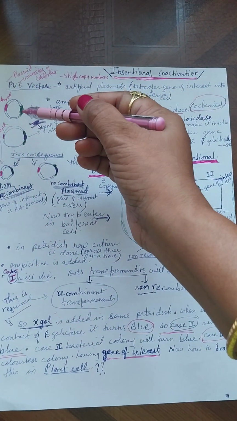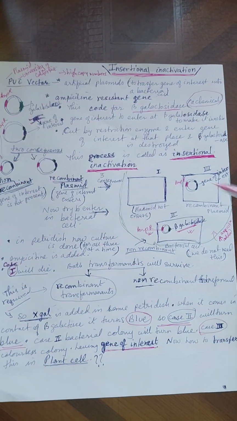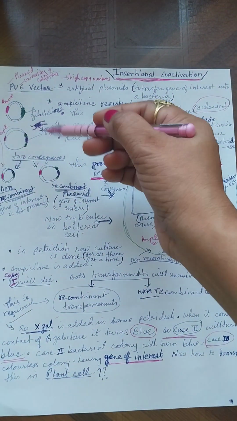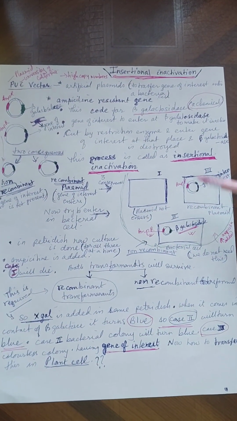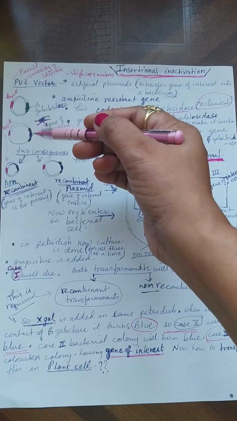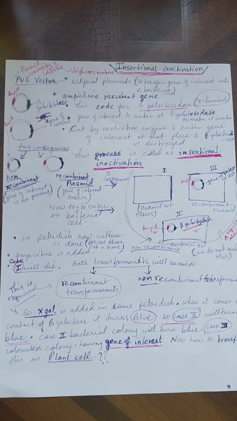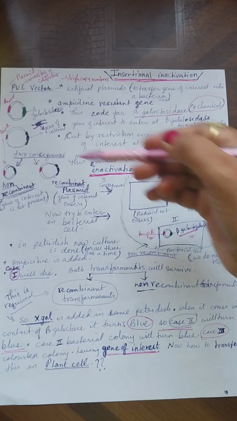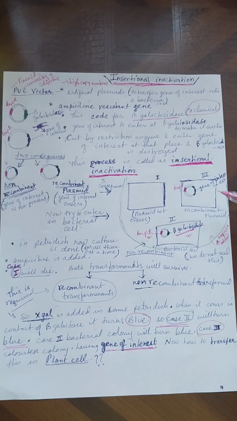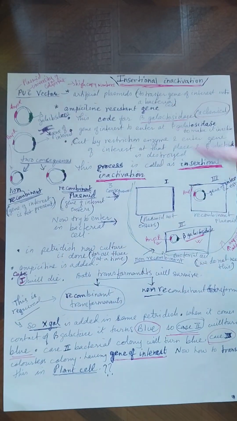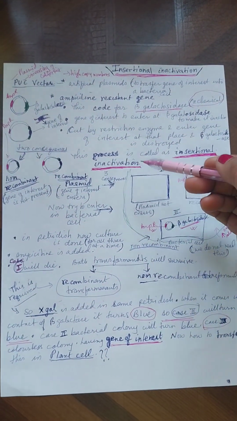Now this is the place where the gene of interest will enter. Suppose this is the gene of interest. So a molecular scissor will be required to cut this and to cut this. The same type of restriction enzyme will be required and it will cut, and the gene of interest will enter here. Once the gene of interest enters here, then what happens? The gene coding for beta galactosidase becomes destroyed, becomes inactive, and the gene of interest will enter here. Therefore, this process is known as insertional inactivation.